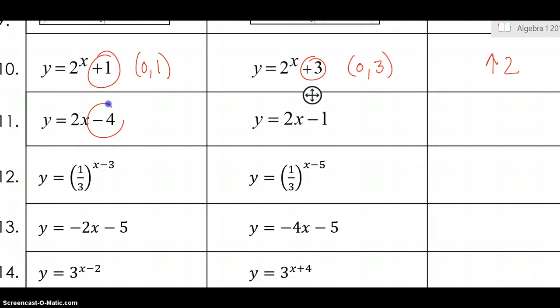And in 11, we have a y-intercept of -4 and a y-intercept of -1. Now notice I used b for y-intercept there just because y equals mx plus b. It's a linear function there, so we usually say b, but if you wanted to write 0, -4 and 0, -1, that's fine too. But how did we shift this? We're actually going up, right? Because if we started at -4 and we shifted to -1, our graph actually moves up because it's less negative. So we're going to shift up 3. Good.